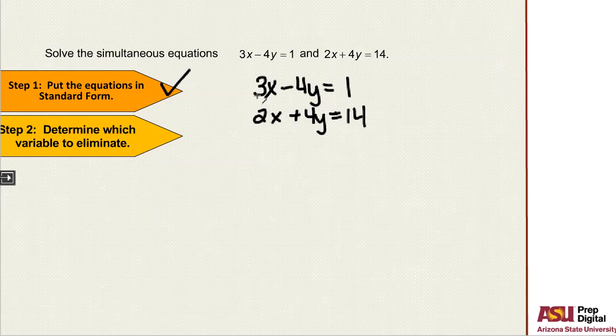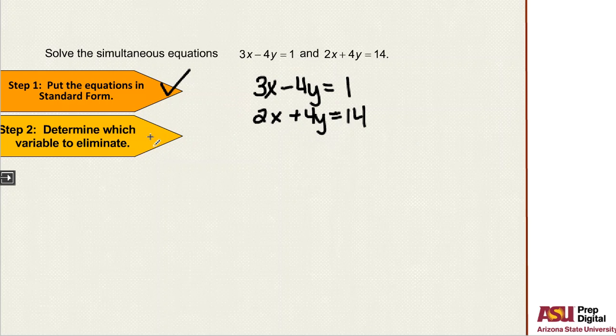What you're going to do is look at the coefficients in front of your matching variables. The x's, the top equation has a 3, the bottom equation has a 2. On the y's, we have that match. We see a -4 and a +4. The fact that they're opposite signs is even better, but the fact that they match, that's what we're looking for. So the y is the one we're going to eliminate.